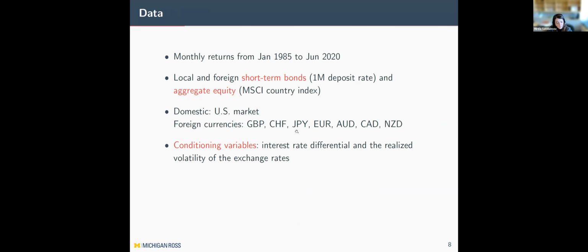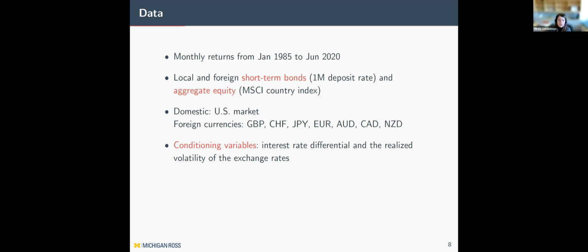All right. So this was it regarding the theory section. Now let me go to the empirical part and tell you a bit about the data. For the data, it's going to be very standard. We are going to have monthly returns from January 1985 to June 2020. We are going to have, as test assets, the local and foreign short-term bonds. Here, think about the 1-month deposit rate, and also the aggregate equity, which is simply the MSCI country index.